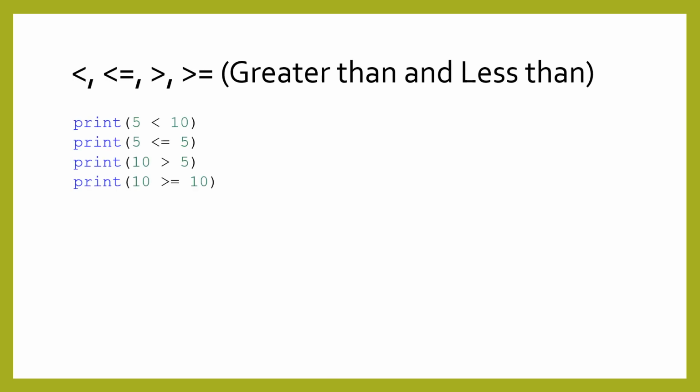There are four other operators: the less than operator, the greater than operator, the less than or equal to operator, and the greater than or equal to operator. These four operators ask about the order of two numbers.